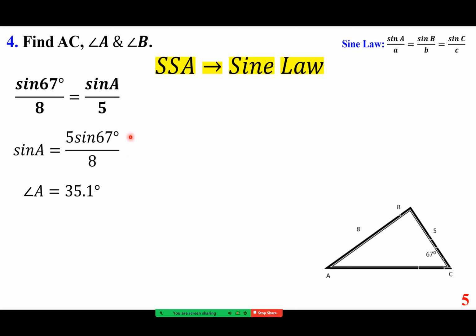So we have two angles. The third one, you simply add them up and subtract from 180. So angle A is 67 and angle B is 35.1. Angle C is the sum of these two, which is 102.1, subtracted from 180, 77.9, almost 78 degrees.